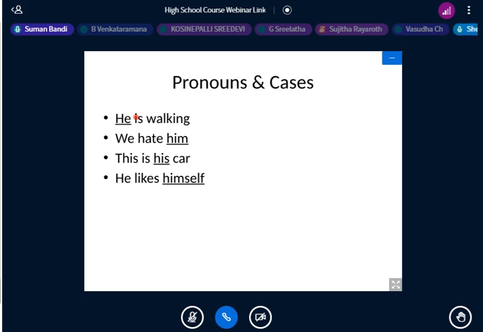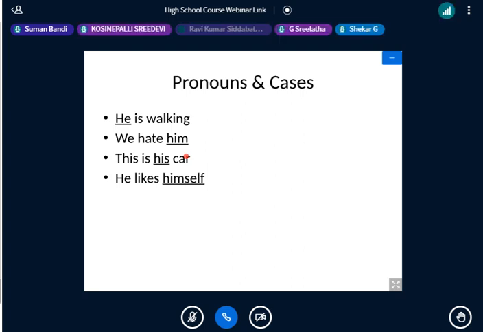Here, we should pay attention to one thing. For nouns, there is no change in subjective and objective form. A noun doesn't change. For example, if Gita is in the subject position, it will be Gita. In object position also, it will be Gita only. But pronouns have a different form for every case. Subjective case, there is one form. Objective case, there is one form. Third sentence, possessive case, there is another form.